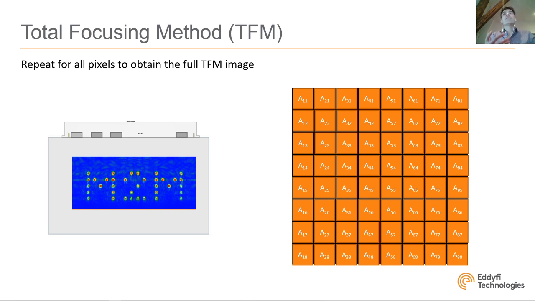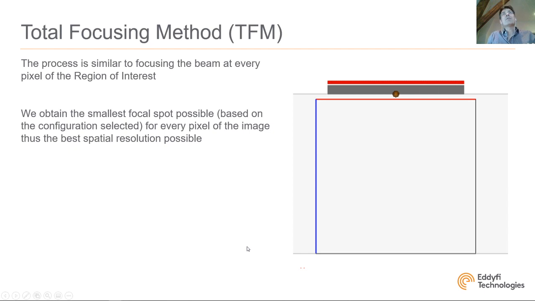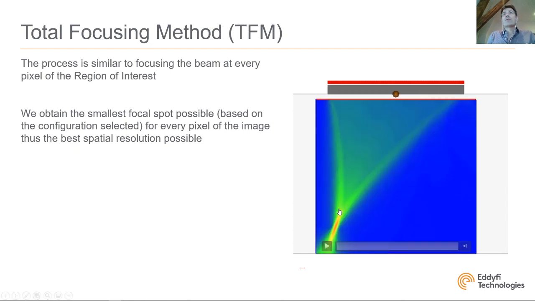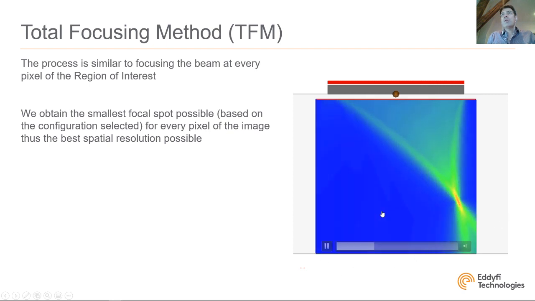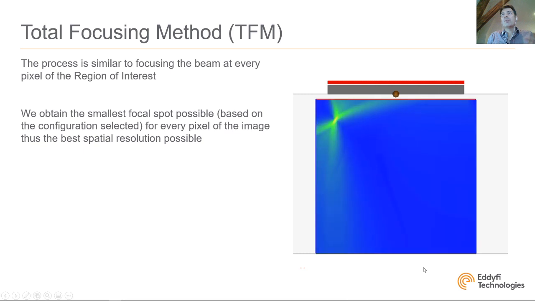There is a little bit of difference with phased array. In phased array, we calculate delay laws. Here, we calculate time of flight and extract amplitudes. That's the main difference in the algorithm. But essentially, what we are doing when we are doing a TFM is focusing at every single pixel of the image. So we are sweeping the beam, focusing the beam at every single pixel of the image.